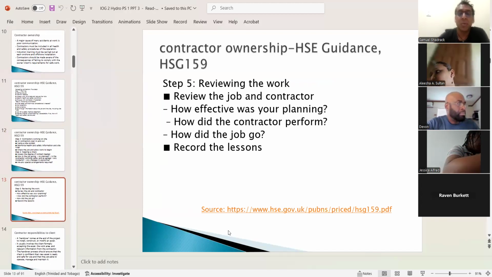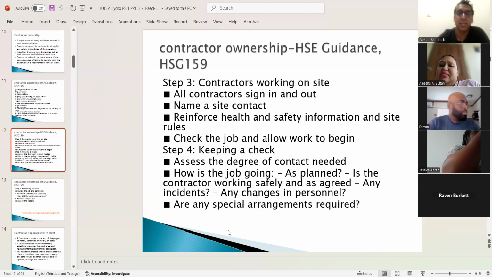Review the job of the contractor. How effective was your planning? How did the contractor perform? How did the job go? Were there any recorded lessons and stuff like that?